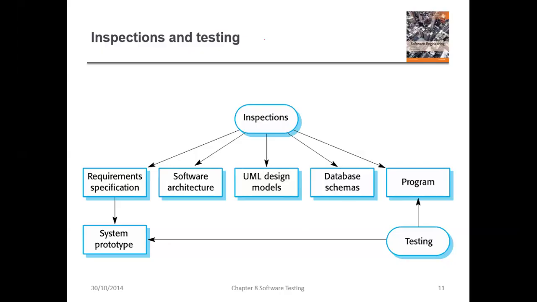We can apply inspections to all of these artifacts, because we don't need to run them. For testing, you need to execute it. You need to run it, give it input, observe output. And we know that it's not possible to run the requirements. We can only test the program and the system prototype. That is why we have the arrow from testing pointing at only the program and the system prototype.